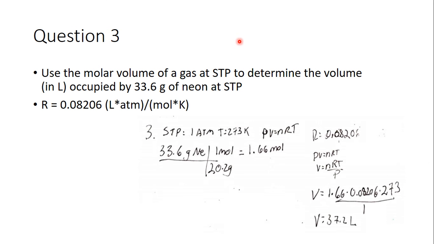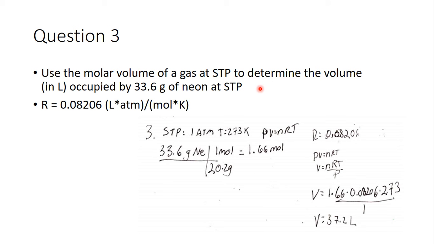Question 3. So we need the molar volume of gas at STP. STP means standard temperature and pressure. That is when you're at 1 atmosphere and the temperature is 273 Kelvin. That's STP conditions. Okay, so what is the molar volume of a gas at STP? Or sorry, use the molar volume of gas at STP.